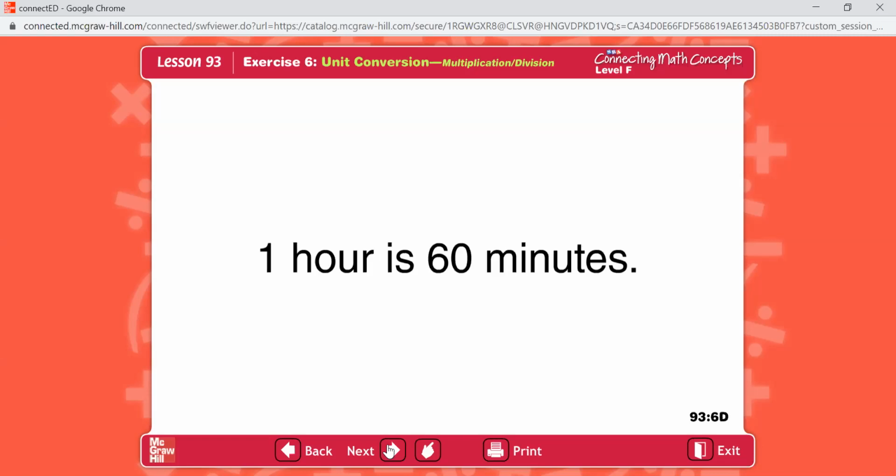Next. 1 hour is 60 minutes. Say the fact yourself. 1 hour is 60 minutes. Are there more hours or are there more minutes? There are more minutes. How many times more minutes are there than hours? There are 60 times more minutes. So to end up with hours, what do you need to do? To end up with hours, you need to divide by 60. And to end up with minutes, what do you need to do?